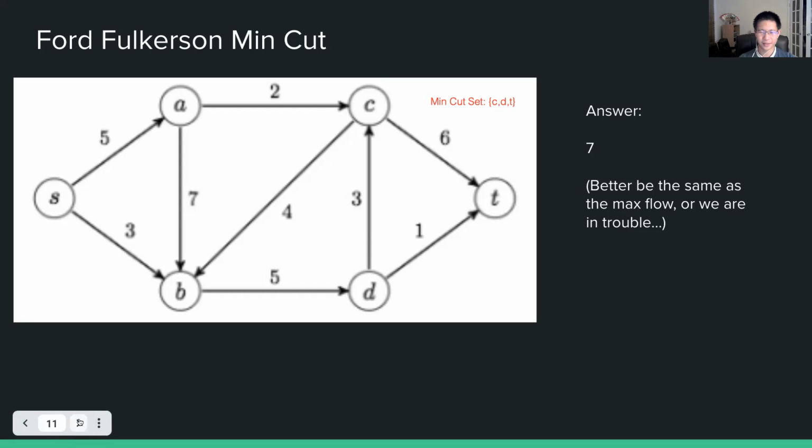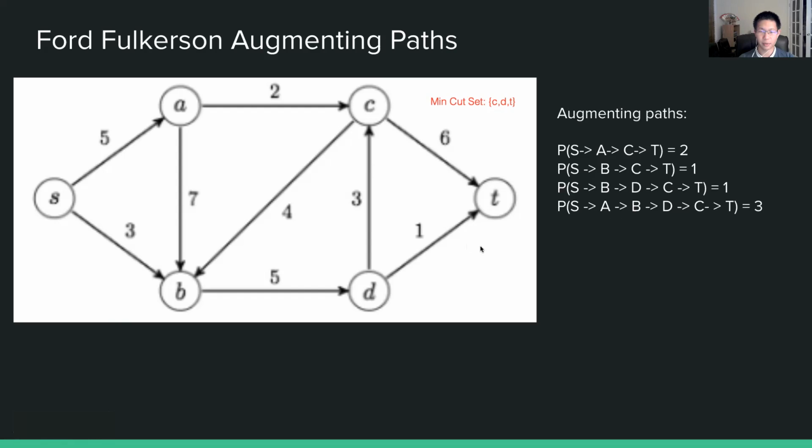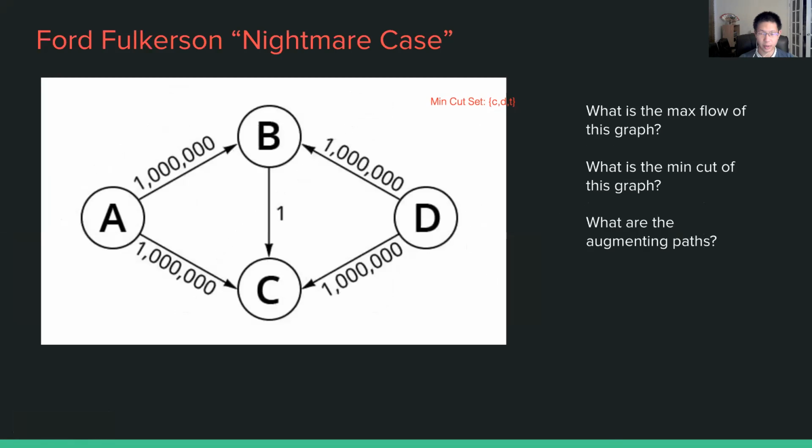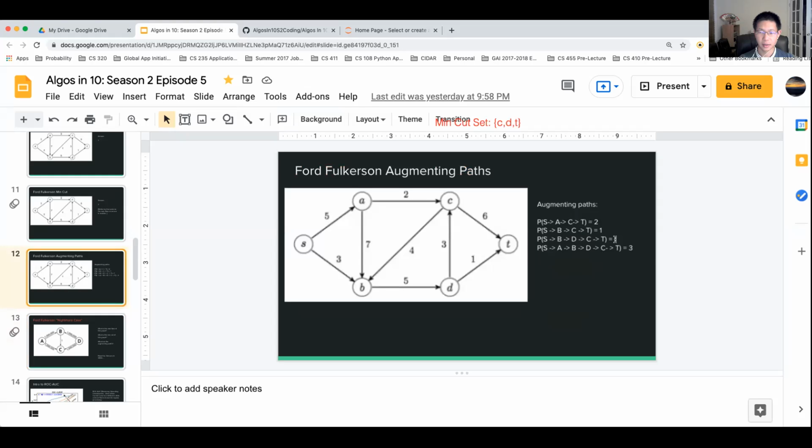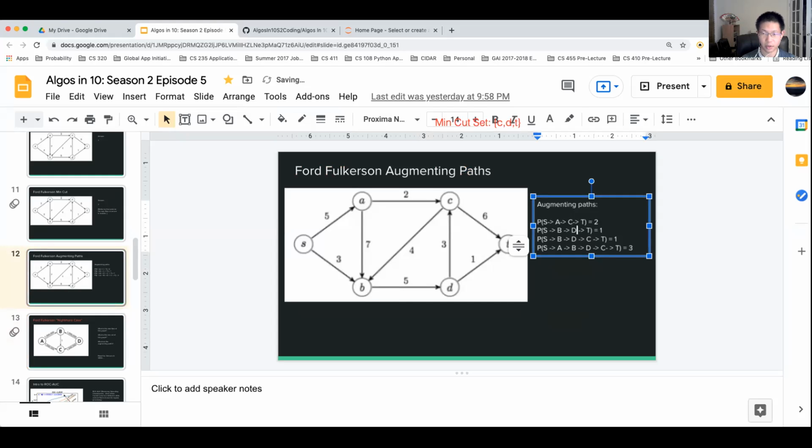Not a good idea. And augmenting paths, well, the easiest can be P of S, A, C, T, where you basically have a flow of 2, then P of S, B, D, T. Oops, that is actually a typo. Oh, sorry, S, B, D, C, T, which is a flow of 1. And it's supposed to be S, B, D, T. I'm going to fix that quickly. If you don't mind, I'm going to fix that issue real quick. That's what happens when you code the opposite while doing work.